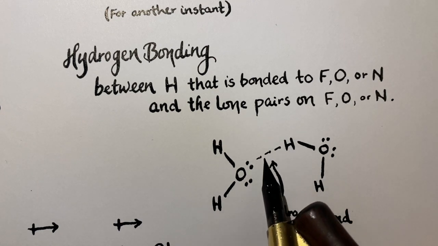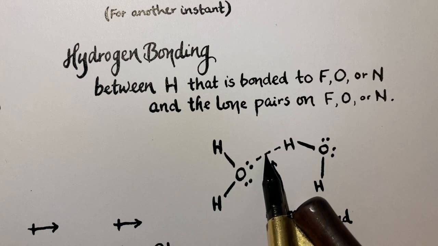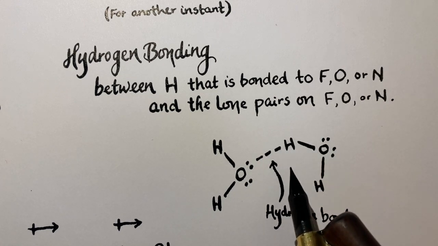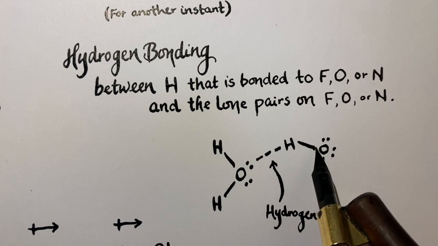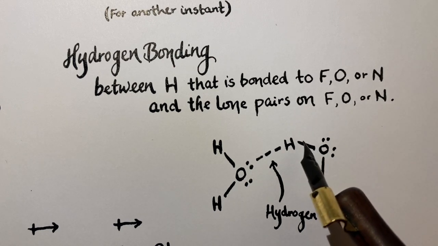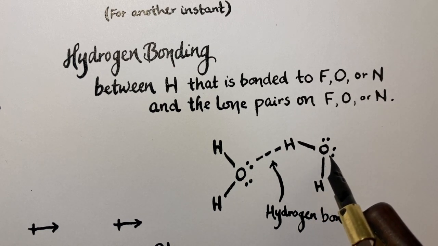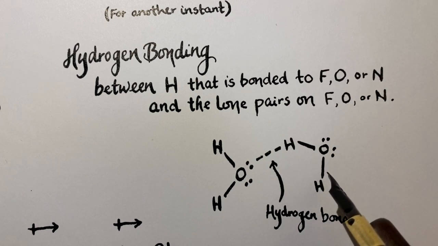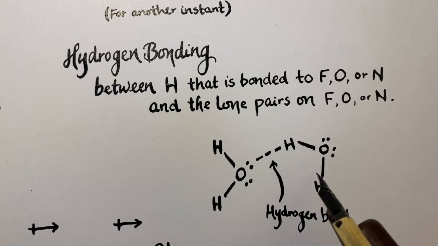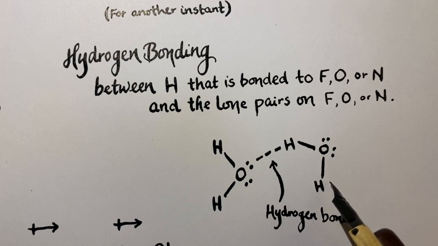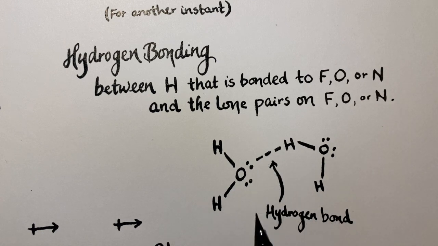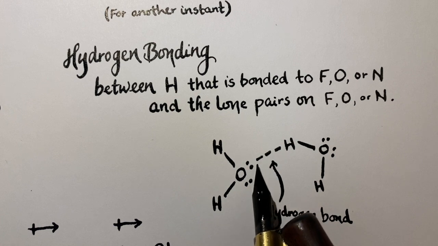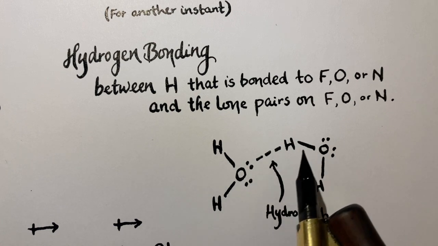So as you can see, it's not a true bond that's part of the molecule. Here's the molecule. There's a covalent bond here. This is a sharing of electrons. It's quite a strong bond. Here and here. These are considered to be chemical bonds, permanently there when it's the H2O molecule. This hydrogen bond, however, is an interaction. It is an intermolecular force.